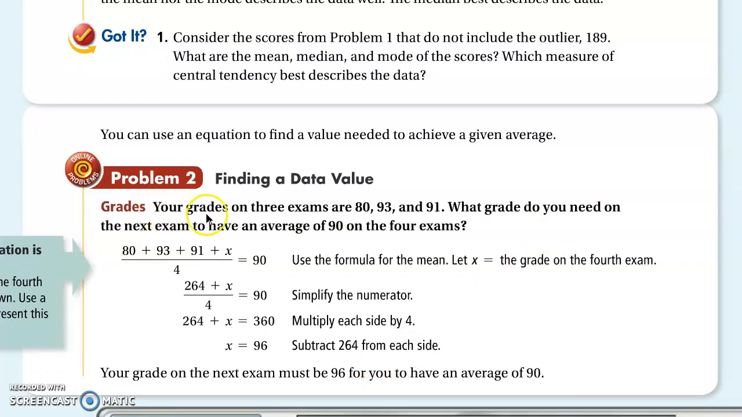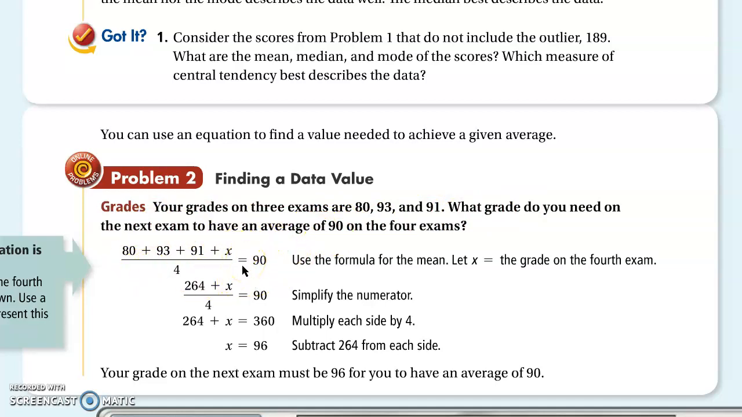So for problem 2, it says your grades on 3 exams so far are 80, 93, and 91%. What grade do you need to get on the next exam to have an average of 90% on the 4 exams? So let's say you want to find an average of 4 numbers, so we would add 4 numbers together and divide it by 4. The problem is we don't have the fourth score yet, so we're going to put a variable x. Now we do know that all of this is supposed to equal 90. So I set this whole equation equal to 90.